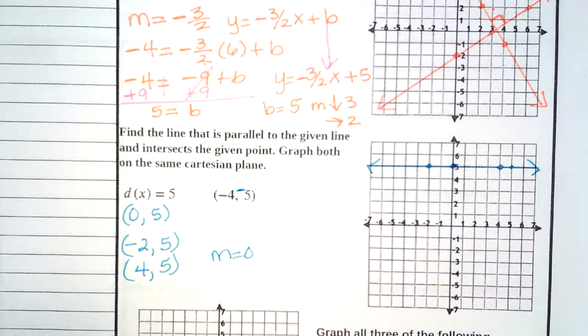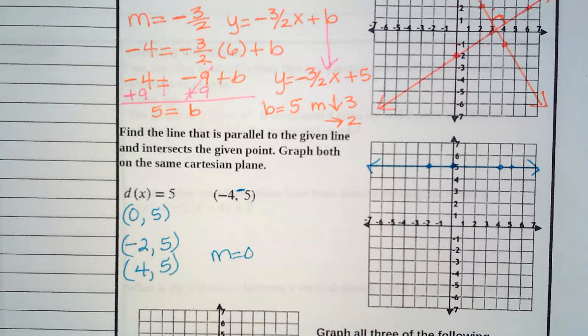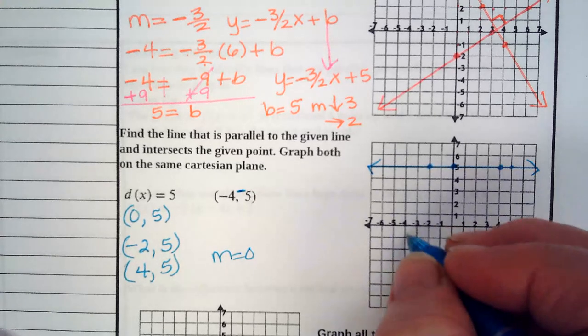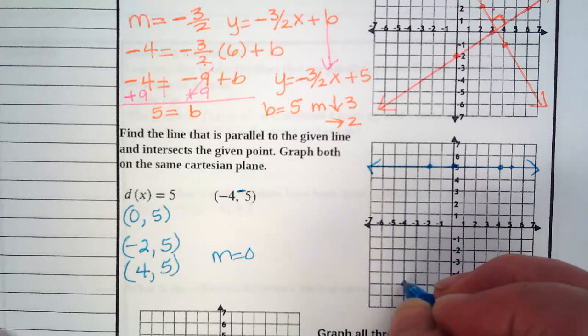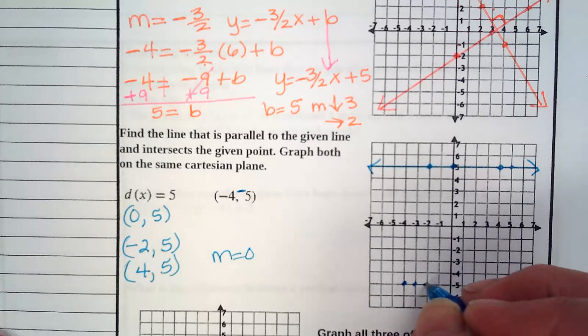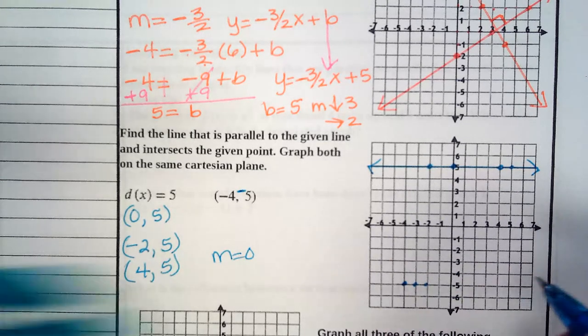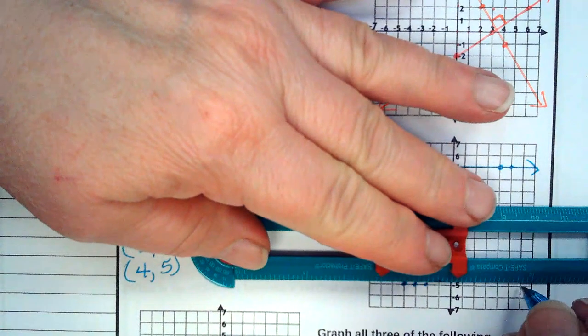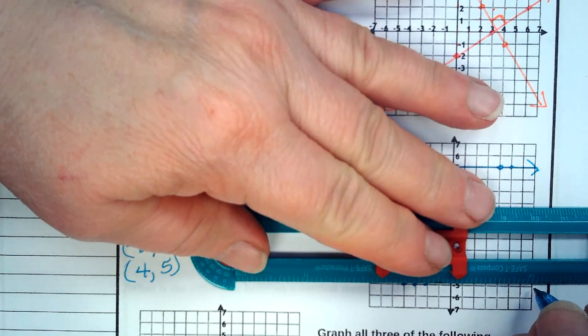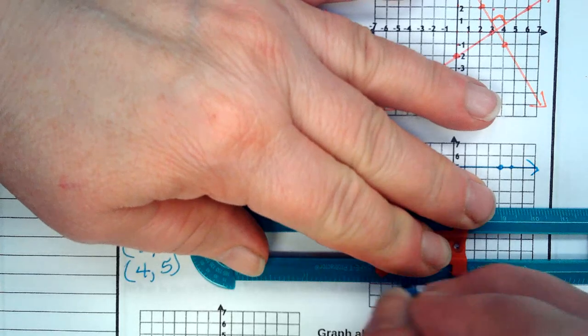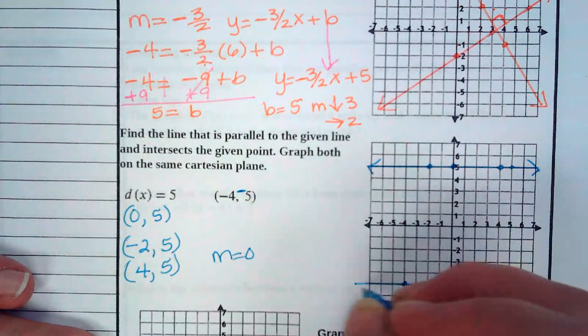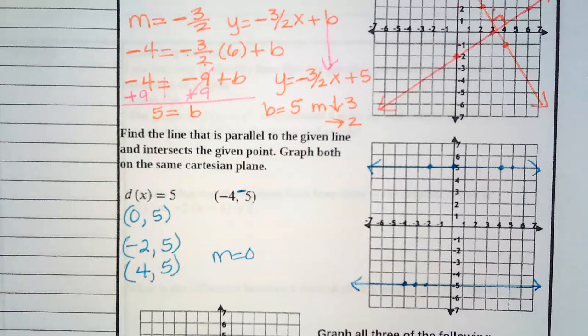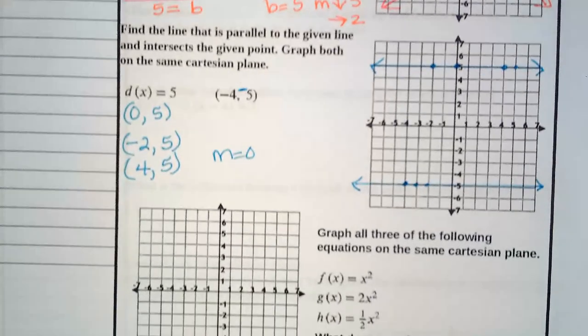Let's change this to a negative 5. Negative 4, negative 5. So I'm going to go over to negative 4, I'm going to go down to negative 5, and I know it's got to be that horizontal line again. These two lines are parallel. They've both got zero slopes. They both go through the points indicated.